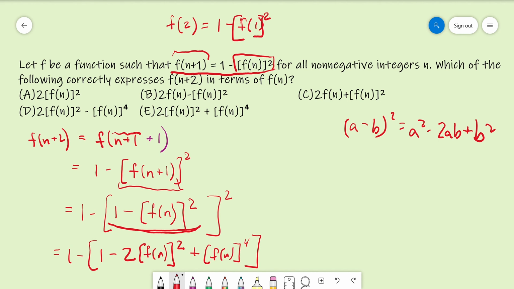Okay, let's simplify this. When we distribute the minus, this minus sign, the 1 and the 1 are going to cancel out, and the minus times the minus 2 is going to give us a plus 2 times f of n squared. And the minus times the plus f of n to the 4th is going to give us a minus f of n to the 4th power. And that is answer D.